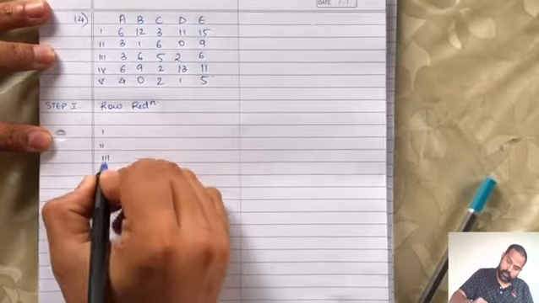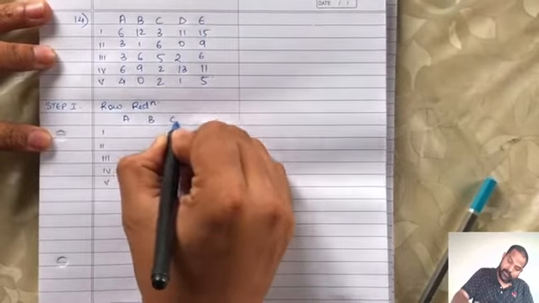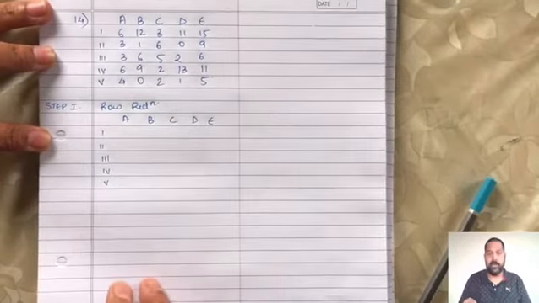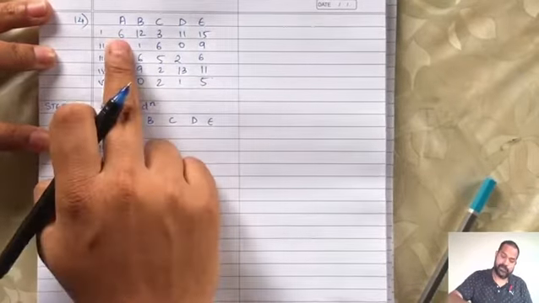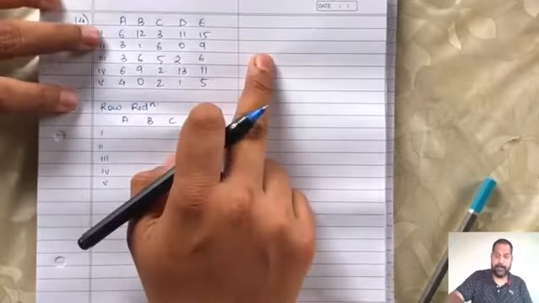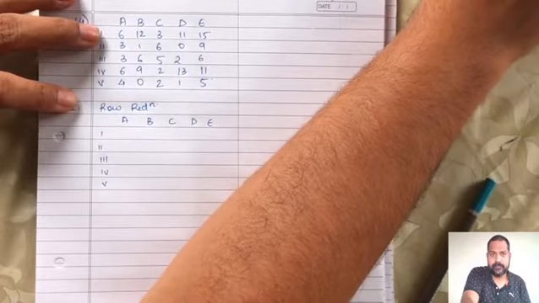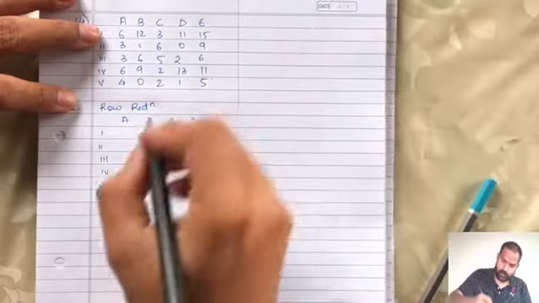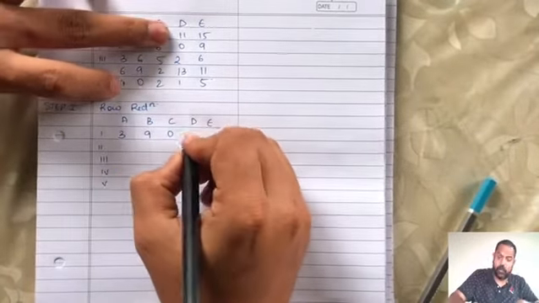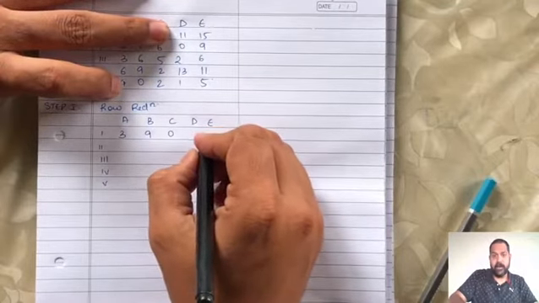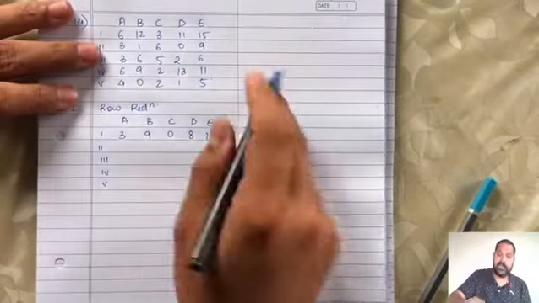1, 2, 3, 4, 5. A, B, C, D, E. Pick up the smallest from every row, subtract it throughout the row. In this row, the smallest is 3. So 6 minus 3 is going to be 3. 12 minus 3 is 9. 3 minus 3 is 0. 11 minus 3 is 8, if I am correct. 15 minus 3 is 12. Let's go to the next row.